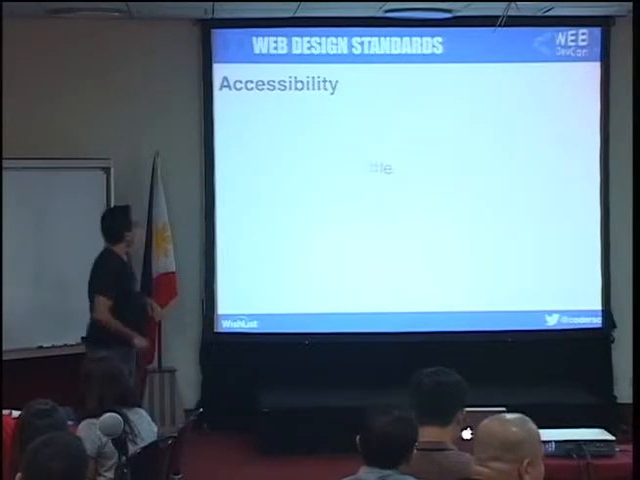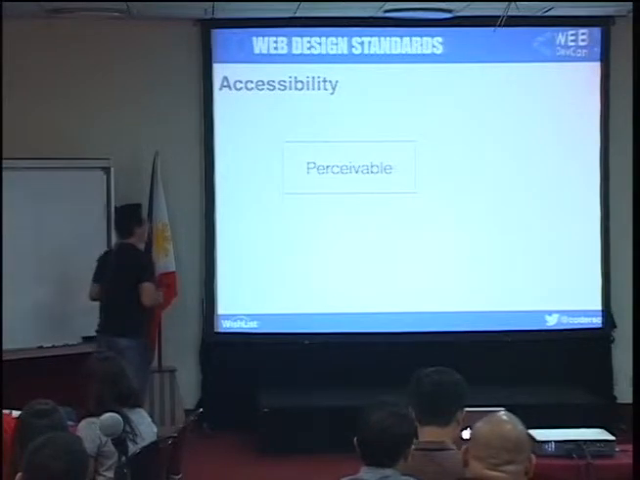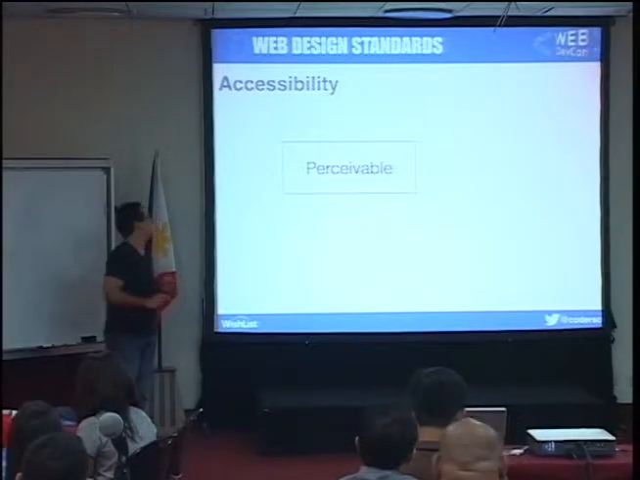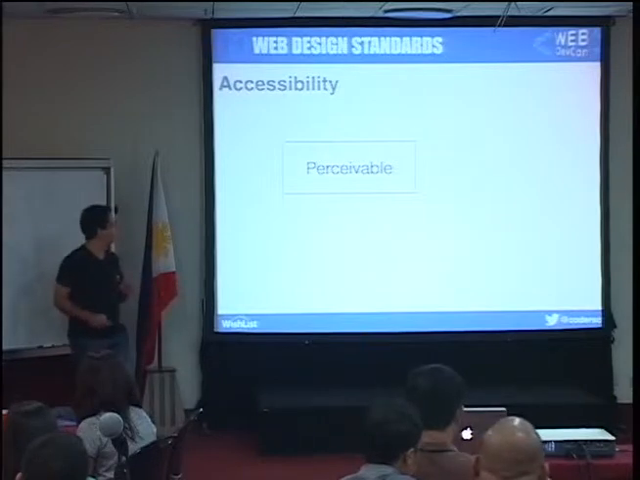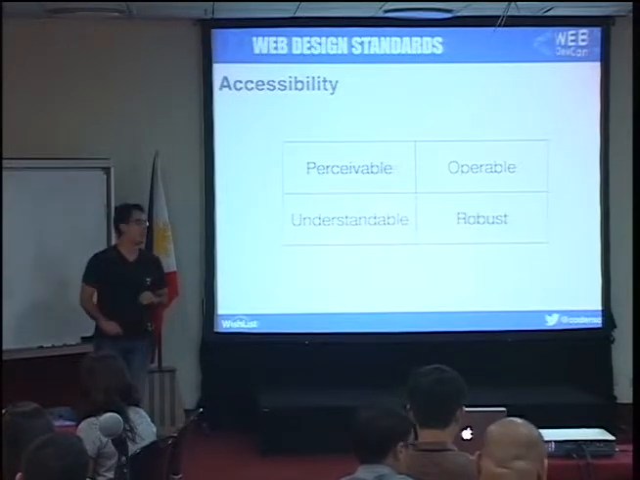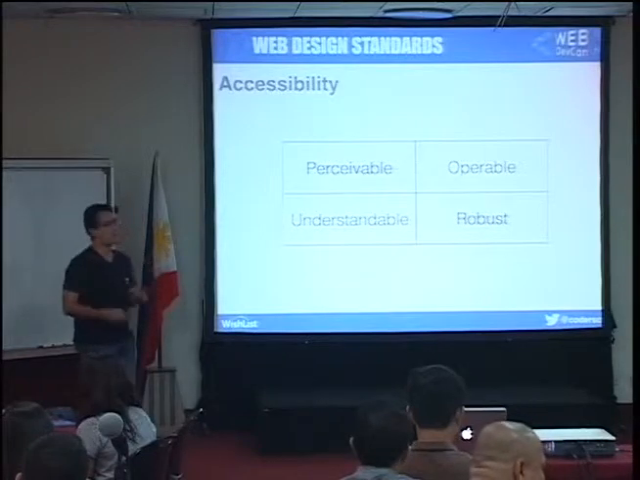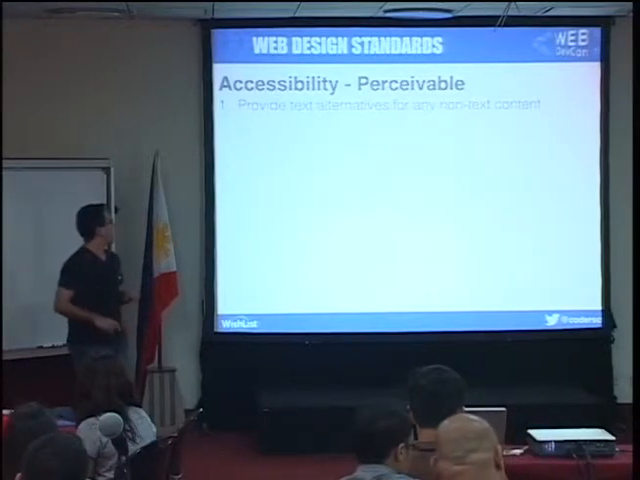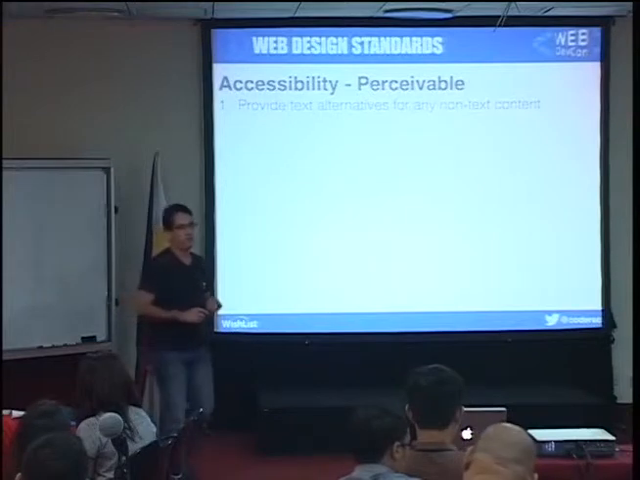So accessibility has to be, number one, perceivable, it has to be operable, it has to be understandable, and of course, robust. So we're just going to go through all these 4 things right now. Okay, let's talk about being perceivable.